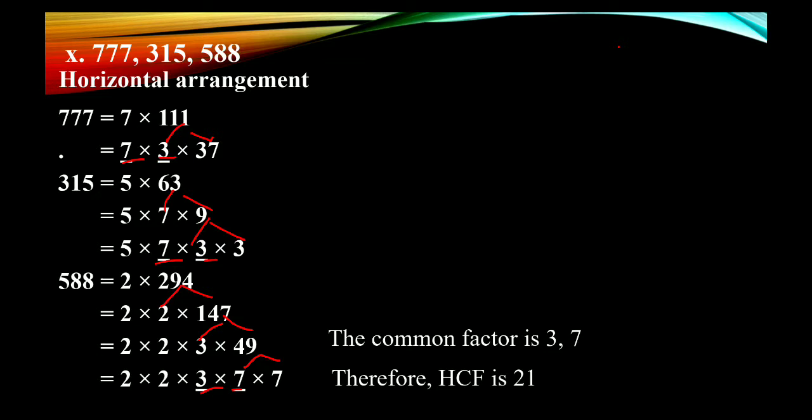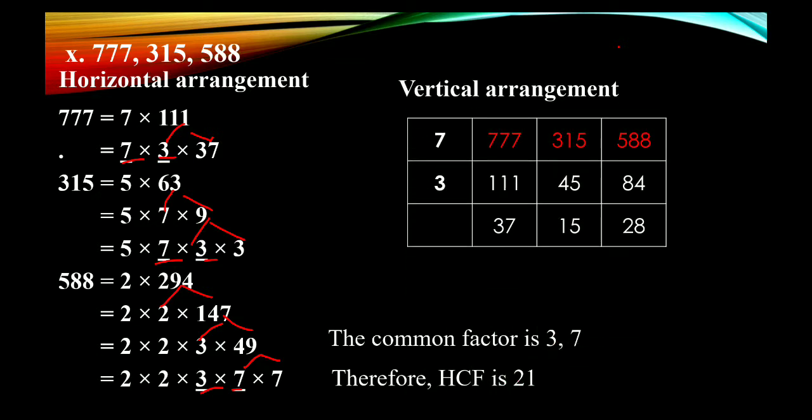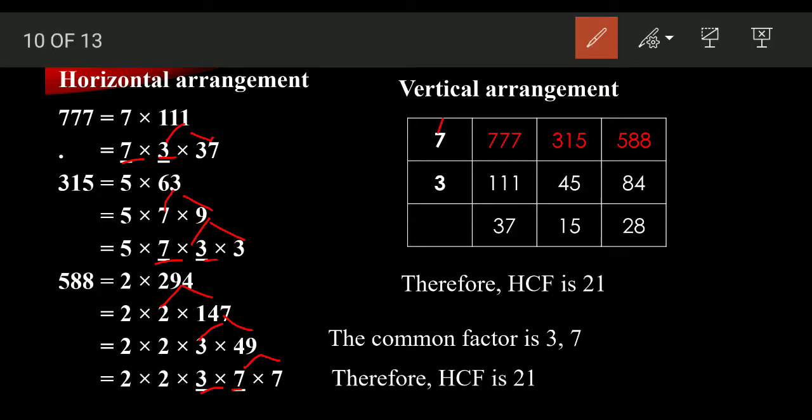So let us solve in vertical arrangement. Okay. So 777, 315 and 588. All three numbers are divisible by the 7 table. When I divide 7 into 777, I'll get 111. 7 into 315, I'll get 45. 7 into 588, I'll get 84.